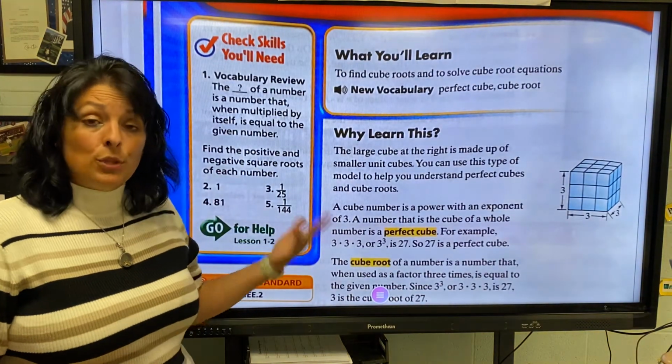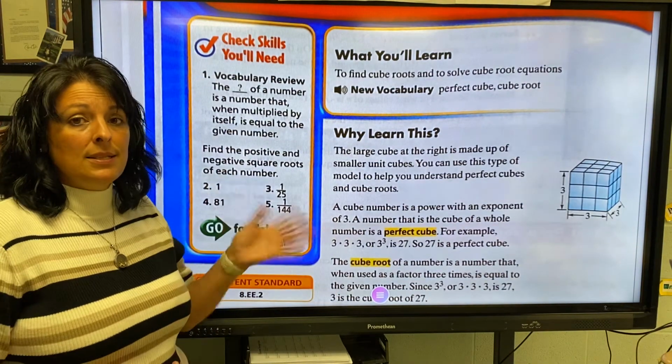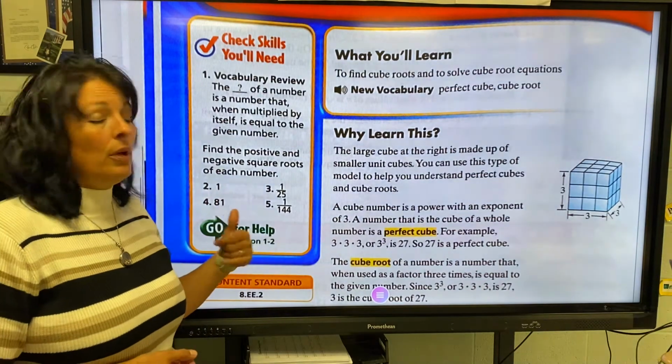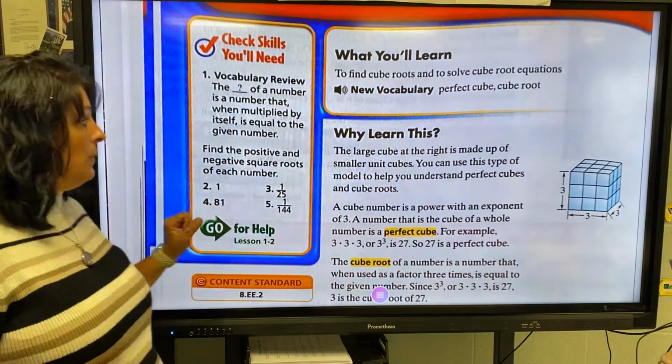Go ahead, take out two flashcards, write perfect cube on the front of one, its definition on the back, cube root on the front of one, and its definition on the back as well. Hit resume when you're ready to go.